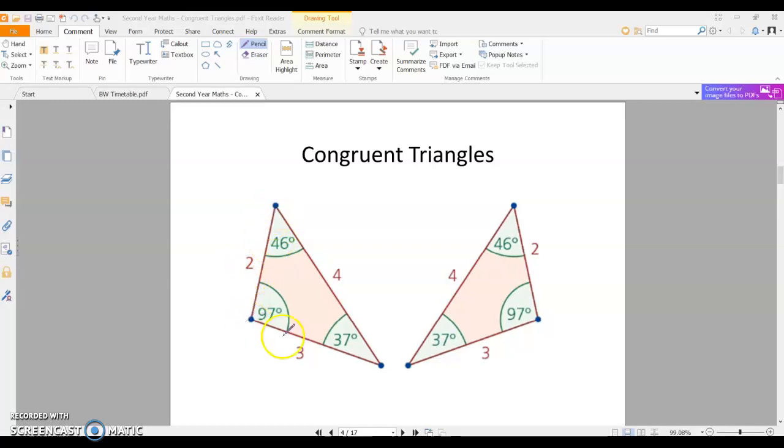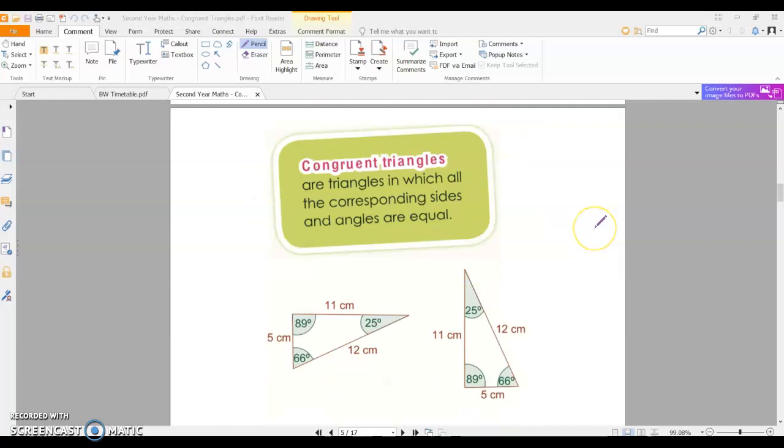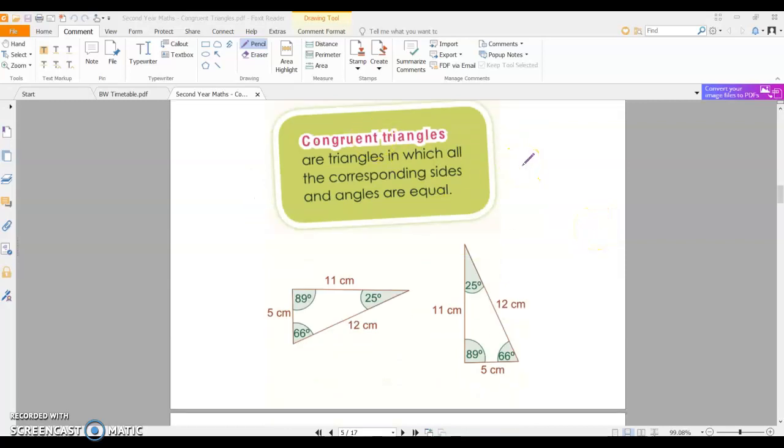at them, the two sides 2, 3, 4 and 2, 3, 4, and the three angles are the same as well. So those two triangles are the exact same size. They are identical, so we say they are congruent. Congruent triangles are triangles in which all the corresponding sides and angles are equal. If, like on the previous slide or this one, all three sides and all three angles are marked on, it's pretty obvious that they're congruent, that they are identical.